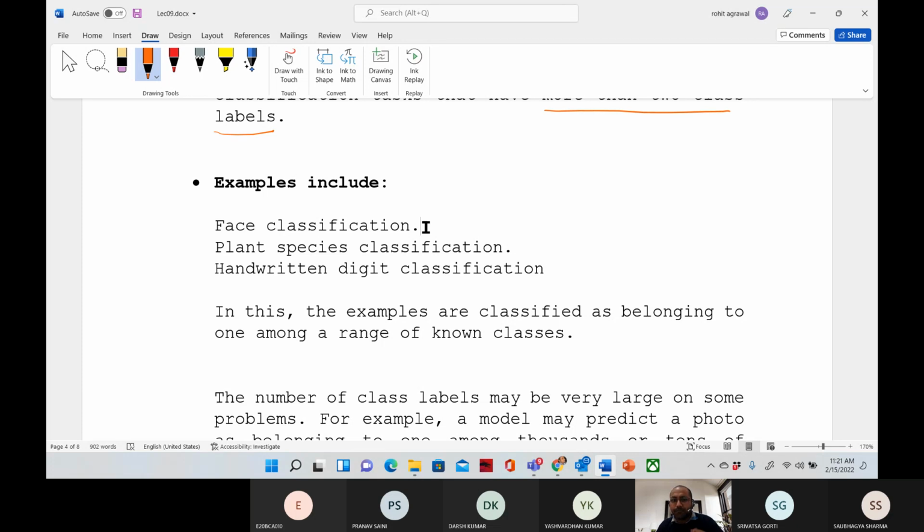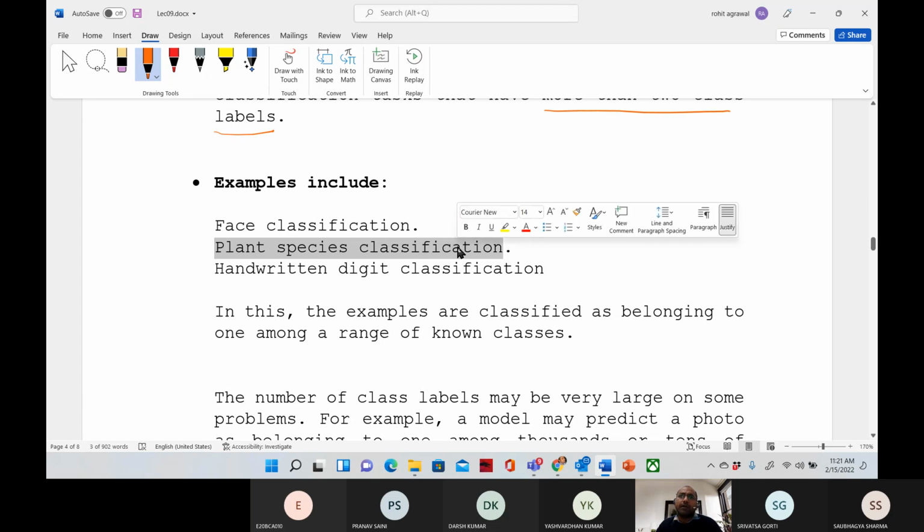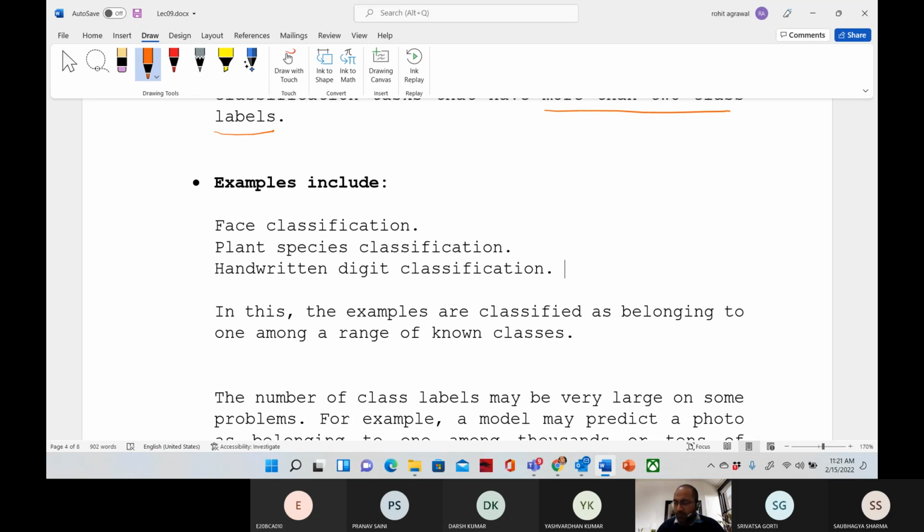The number of classes will depend on how many labels you have. Another example is plant species classification. You have some data related to plant species, and using this data you build a model whose goal is to predict the species of a particular plant. Clear? And handwritten digits classification, the example I have given you, we will do in the lab. So these examples are clear.